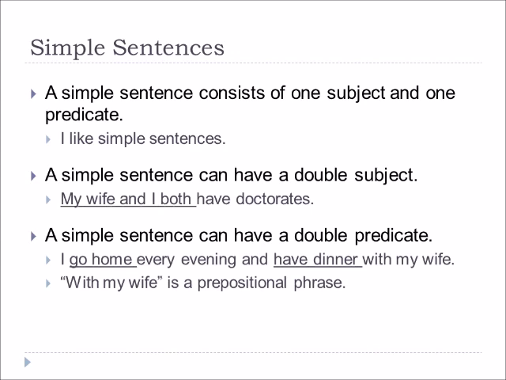Go home explains what I do. Have dinner explains what I do. Notice that with my wife is a prepositional phrase. It's a group of words that serves a purpose within the sentence. And this sentence is still a simple sentence because there's one subject and a double predicate. But there's only one predicate.